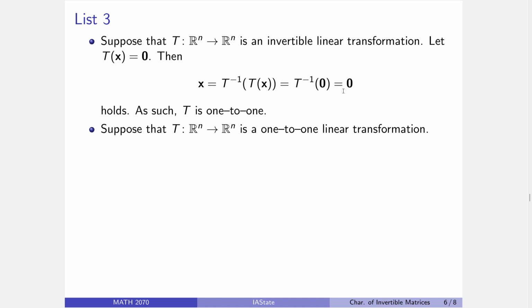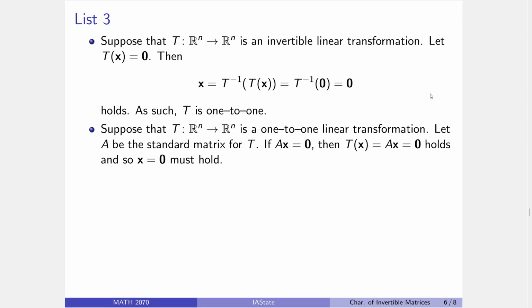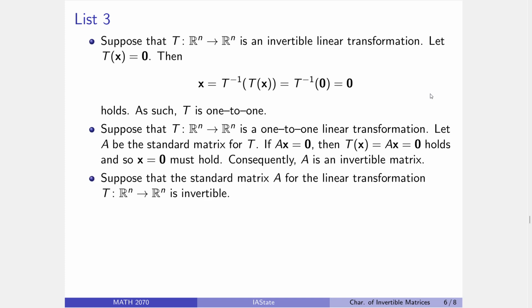So take 2 here. Right, so recall that a linear transformation, if it has the property that the only thing it sends to 0 is 0 itself, it must be 1 to 1. Now suppose we got a 1 to 1 linear transform. Well, for linear, we know we have a standard matrix A, and if Ax is equal to 0, that's the same thing as T(x) equaling 0, and that forces x to equal 0, which means that A is an invertible matrix.